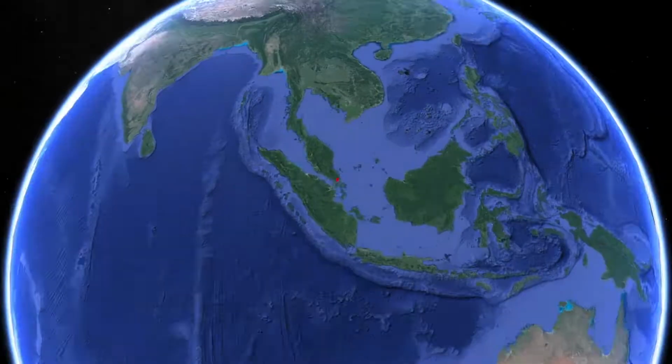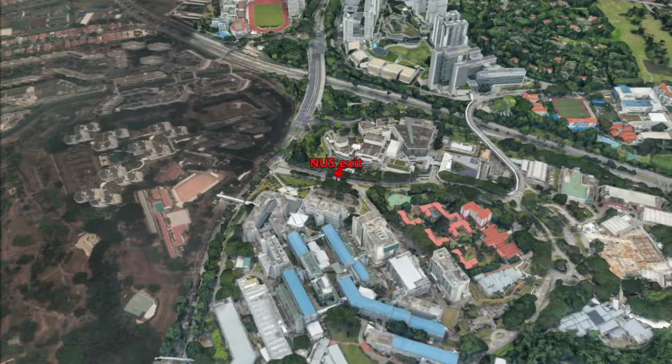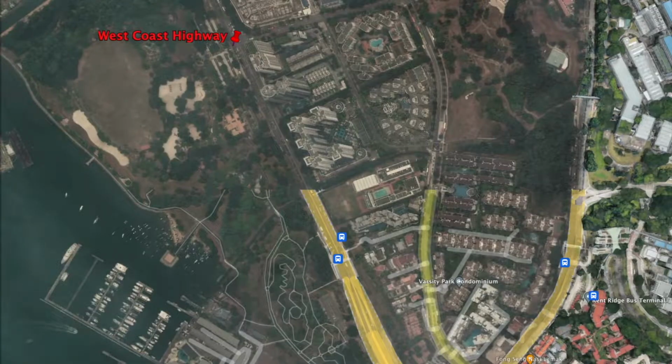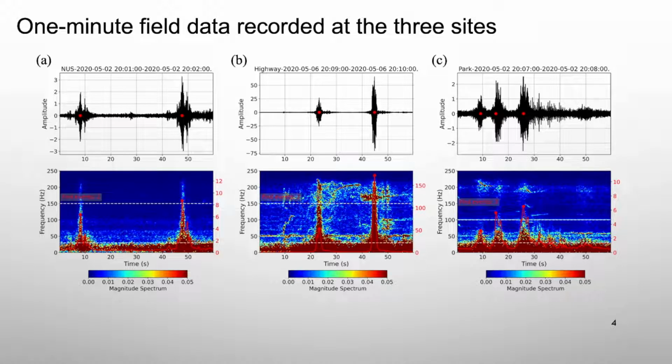For the field data, we deploy the seismic sensor at 2 roadside sites, which are NUS Exit and the West Coast Highway. And the third one is in the West Coast Park, which is about 7 meters to the roadside outside the park. Now let me show you some field data.